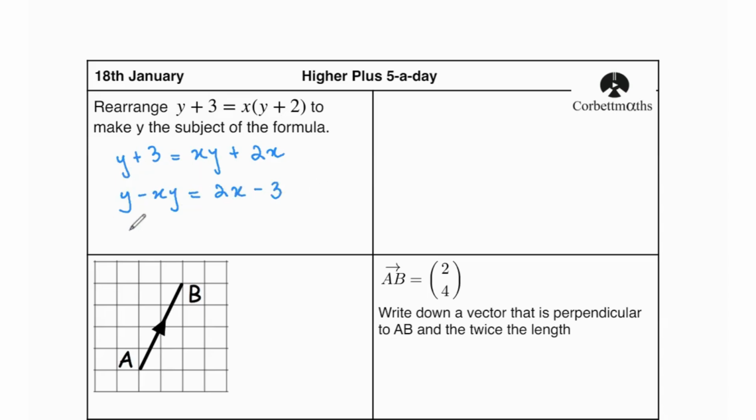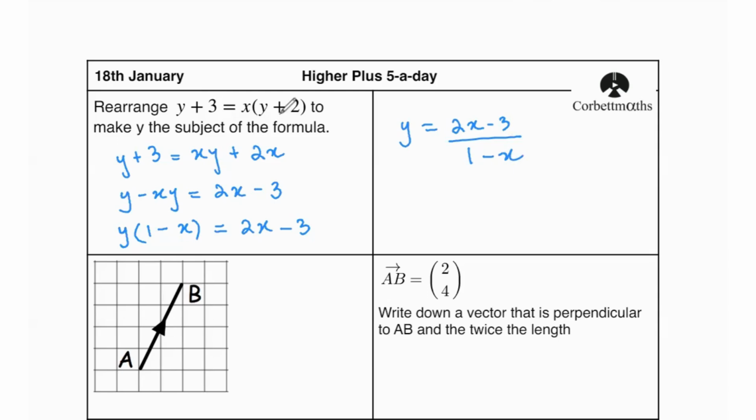Now we're going to take y common on the left-hand side. So that's y(1 - x) = 2x - 3. Now we make y the subject by dividing 2x - 3 by 1 - x. And that is your answer.